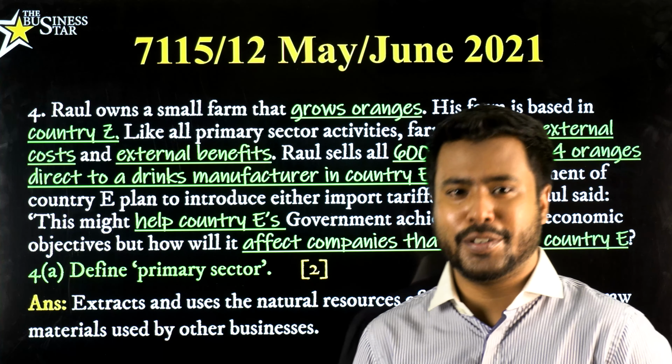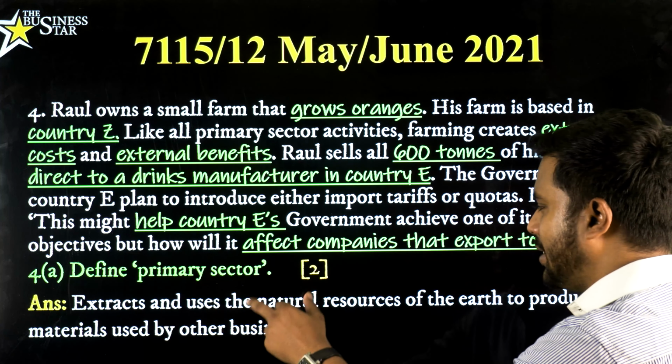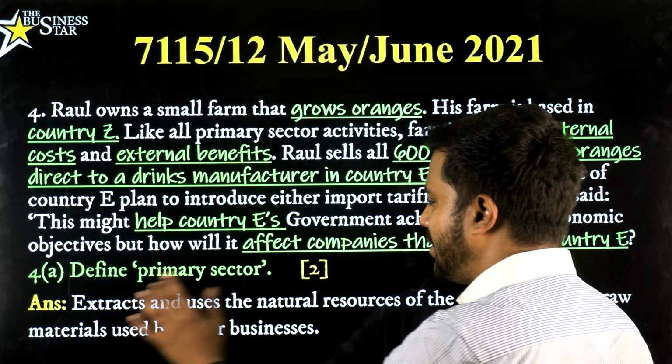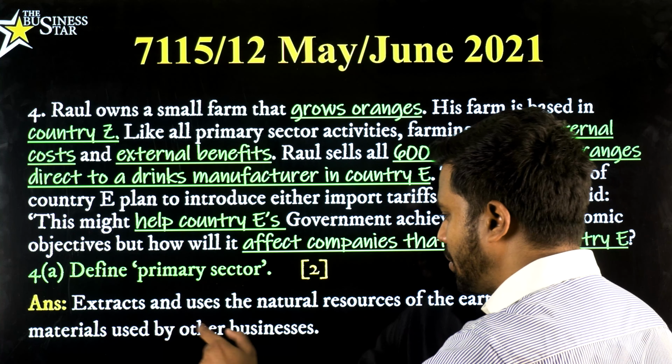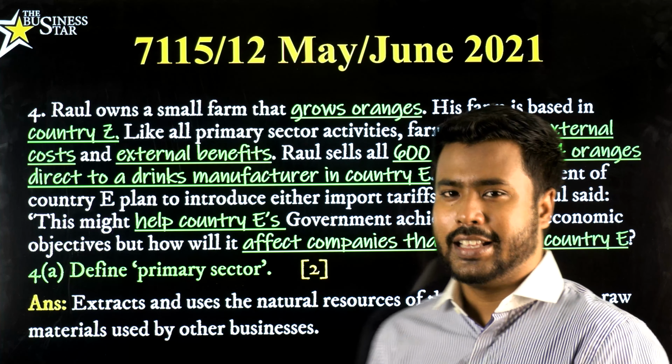So let's look at question number 4a, which is define primary sector. It's a 2-mark question. The primary sector extracts and uses the natural resources of the earth to produce raw materials used by other businesses. Let's move on to question number 4b.